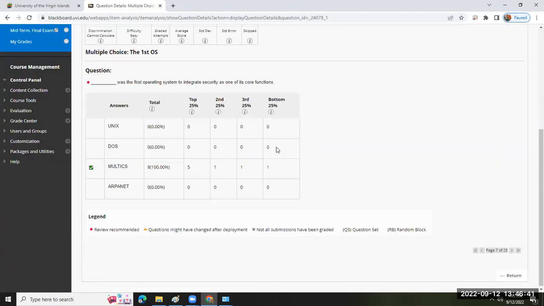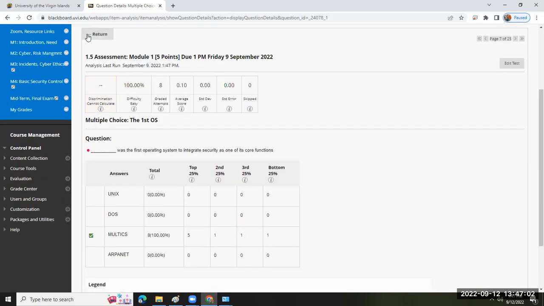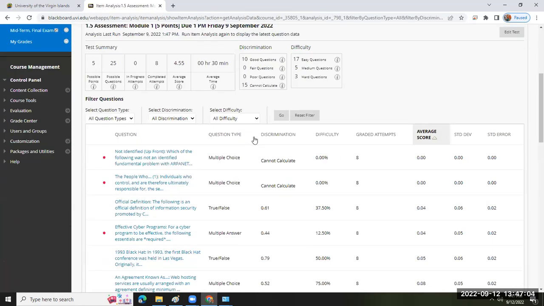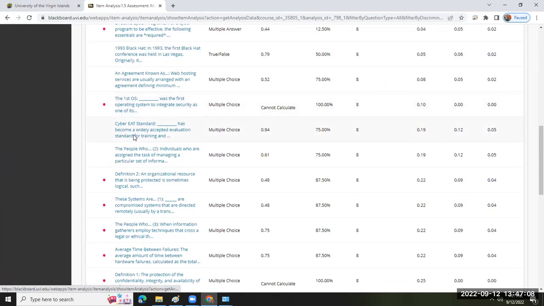Blank was the first operating system to integrate security as one of its core functions. This is just in the weeds of your slides and study guide. Multics was the first one of those, and it was a special thing because it was so unusual to put some security stuff in.